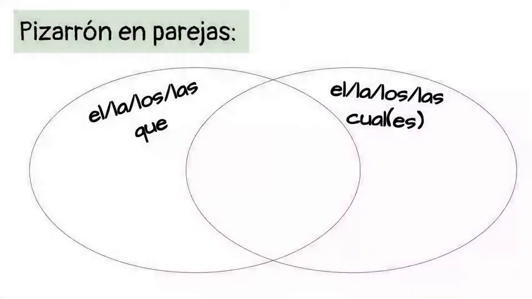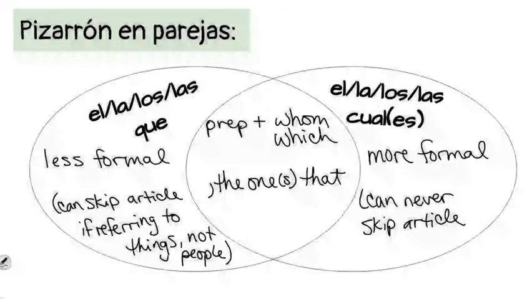So if we want to compare these two, just pause your video and take a moment to think, how are they similar? How are they different? Okay, so remember that they mean the exact same thing. They're used in the exact same situations. We use them after prepositions. They mean who or which, or whom or which. And we can also use them to add on information to say the one that or the ones that at the end of a sentence.